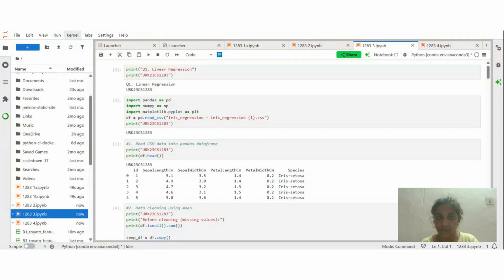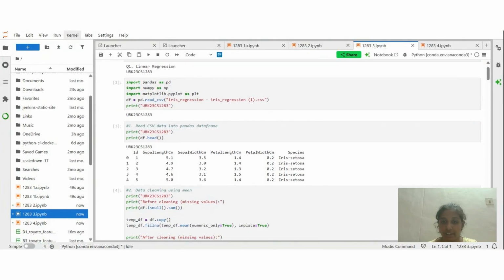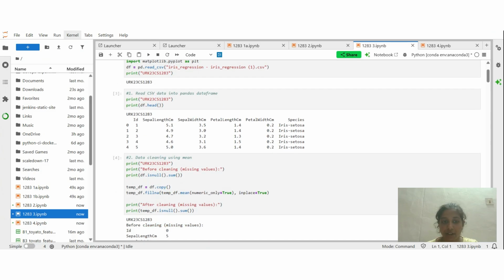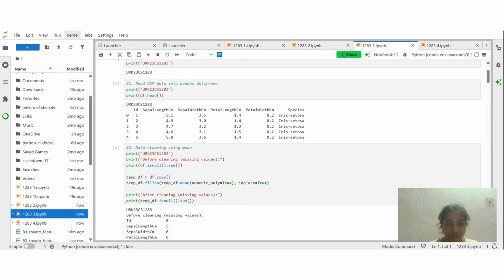This is our third experiment, regression analysis. And first, we are predicting by using linear regression. First, we are reading the data. I read the data set and stored it in the data file for pre-processing.